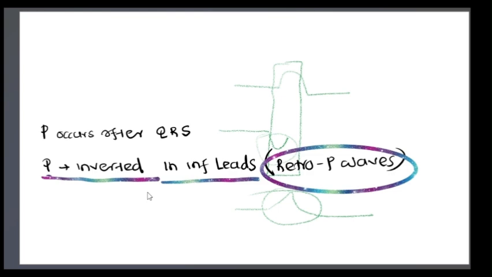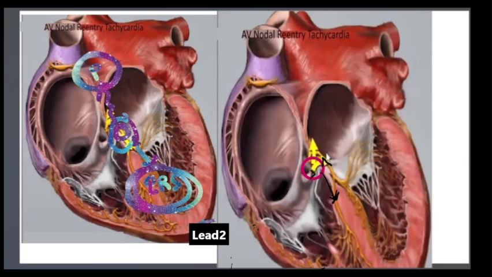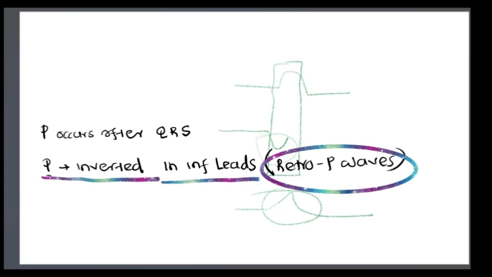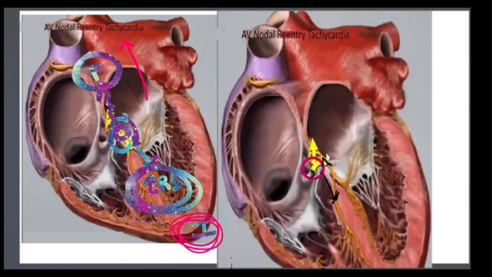So inverted P wave, especially in inferior leads, pick up signals. Suppose this is the inferior lead. If the depolarization is happening from down to up, definitely this lead will record it as a negative wave, as the depolarization is happening away from the inferior lead. All right. So we have discussed one of the features, that is P occurs after QRS and it is an inverted P wave. And another feature is the width of the QRS complex.